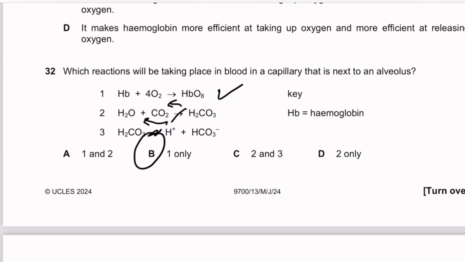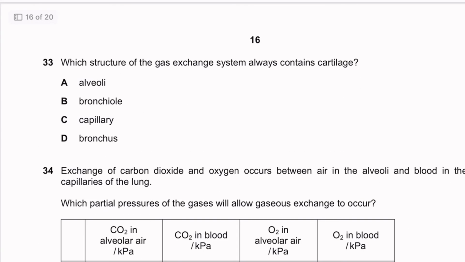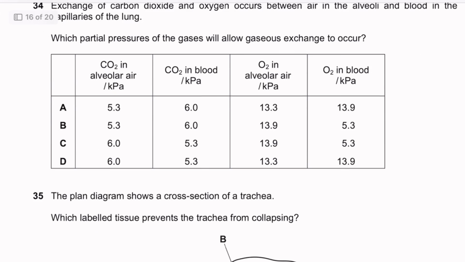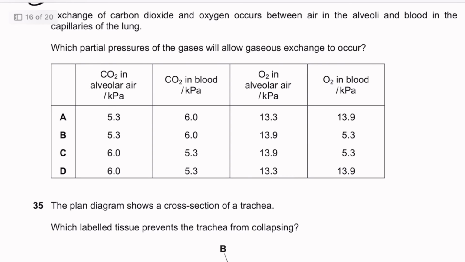So that's B. Okay, what structure of the gas exchange system will always contain cartilage? It will definitely not be the capillary, definitely not the bronchiole or the alveoli. It will definitely always be the bronchus. Okay.